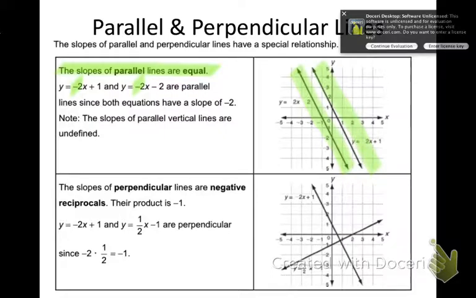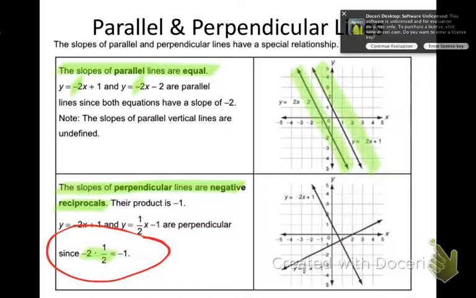Whereas perpendicular lines have what are called negative reciprocals. They can also be called opposite reciprocals. Now, if you recall from chapter 1, reciprocal was just where we flip it. We flip the numerator and the denominator around. The only difference here is they're negative, or opposites. So one of them would be positive and the other one would be negative. So perpendicular slopes have one positive, one negative, and again, you flip them around.